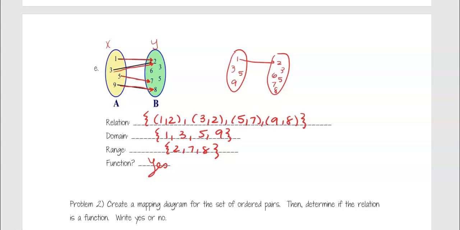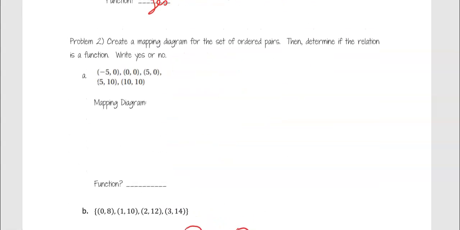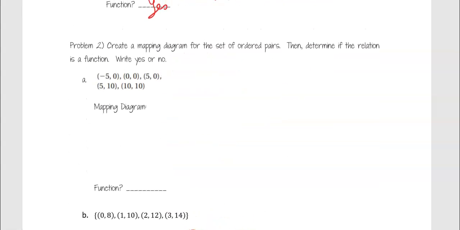It's actually really easy to recognize in a mapping diagram. If it goes like this, 1 goes to 2, 1 goes to 6. As soon as you see 2 things over here, not a function. We can have 2 over here, though. That's okay.